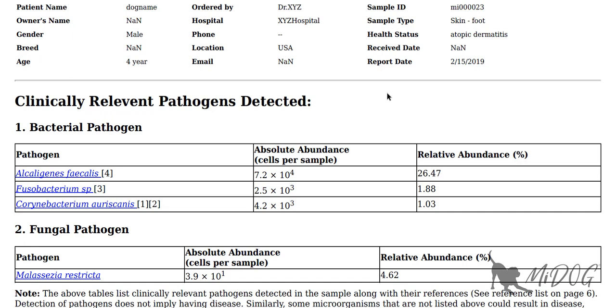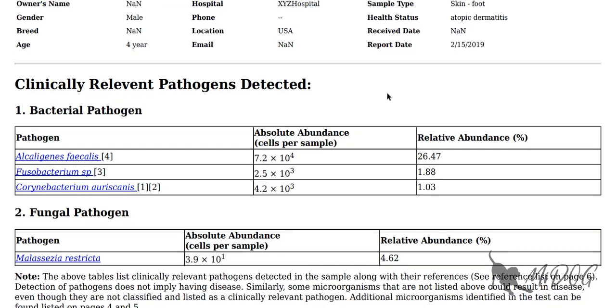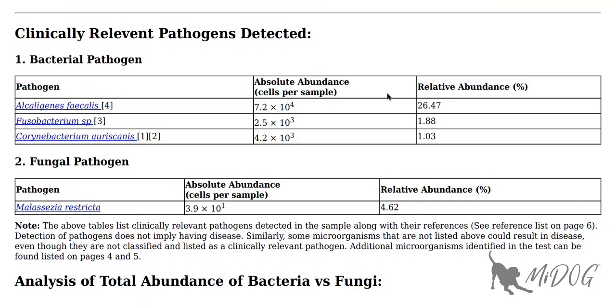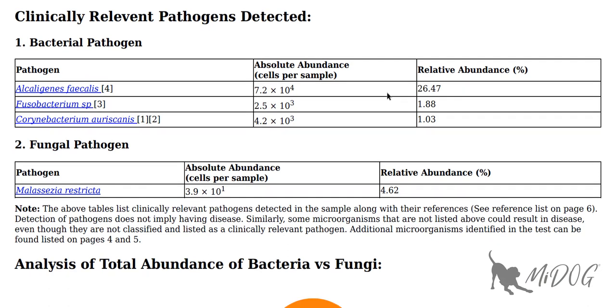The first part is the clinically relevant pathogens that we detect. We detect both bacterial and fungal pathogens in the sample given to us. Here we have results for our pathogens detected in this sample. The first column here lists all the microorganisms that we detected. All of these organisms are active links, so when you click on these links, it should take you to a Google search for these microorganisms.